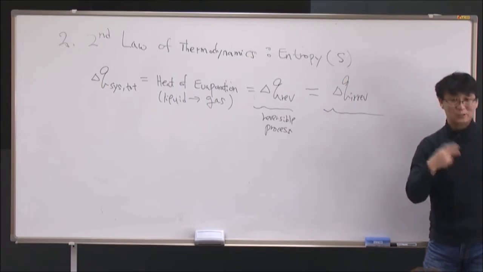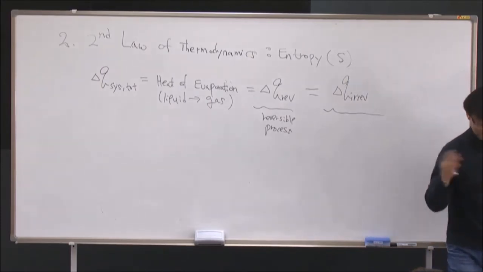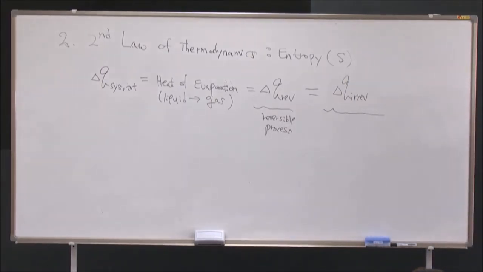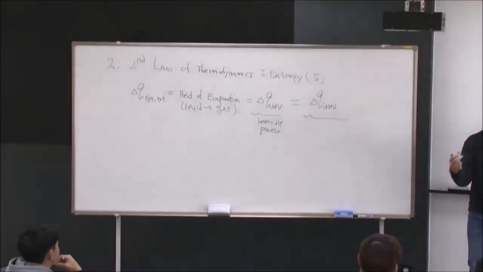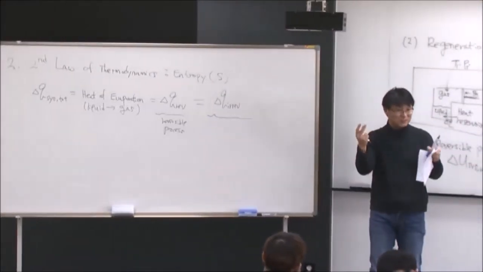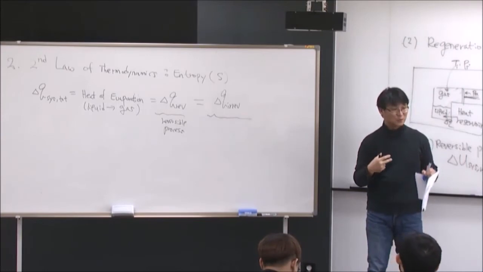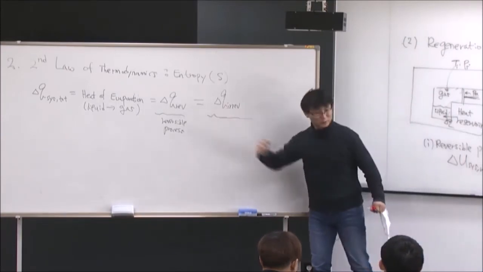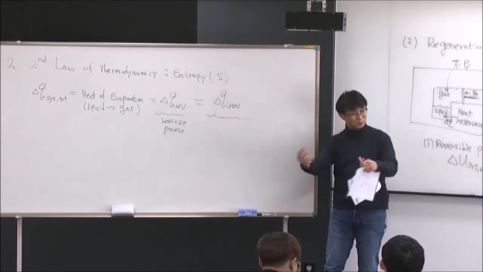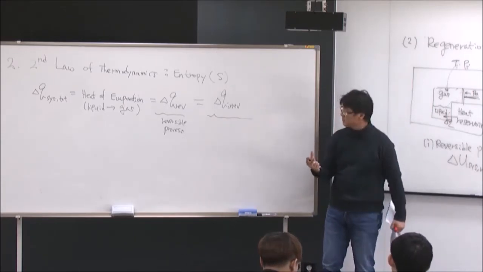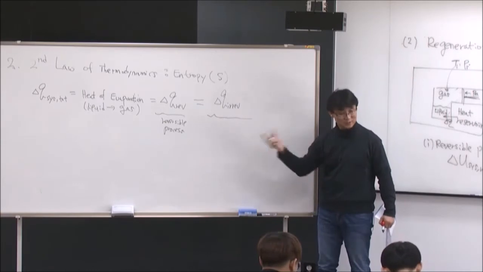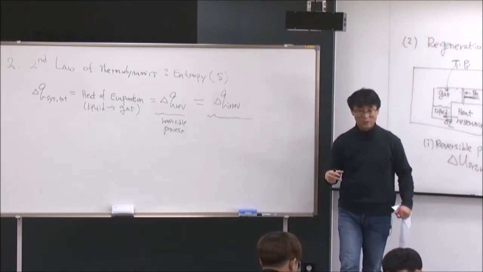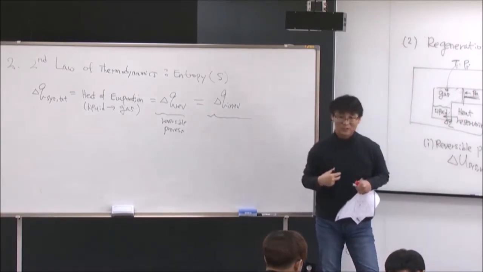Am I right? Whether it's a reversible or irreversible process, it doesn't matter what the process is. From the water's point of view, I need this amount of heat to evaporate. That should be the same heat. But in the reversible process, we receive all that heat from the surrounding. In the irreversible process, we receive only part of that heat from the surrounding.